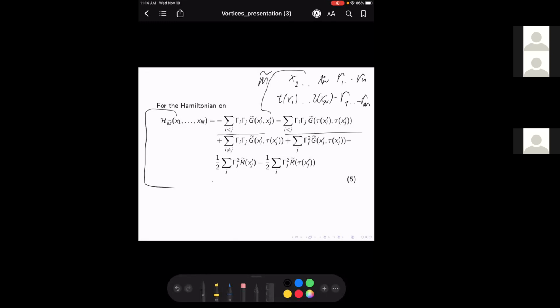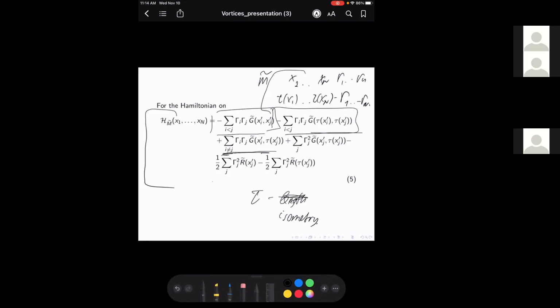So these two, tau preserves the length. Isometry. I forgot the word isometry. Tau is an isometry. So Green's function and hence the Robin function are invariant under isometries. So these two terms, for example, will coincide. And in here, every two terms will coincide as well. But this is the Hamiltonian on n copies of M tilde, right?